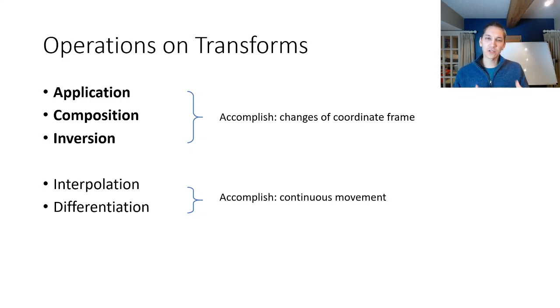These are accomplishing changes of coordinate frame. So if we have coordinates represented in terms of quantities in one frame that we know, and we know the transformation from one frame to another, then we can get the quantities in terms of the other frame's coordinates. So application we've already seen, so we'll check that off. Now let's start to look at the composition and inversion operations.